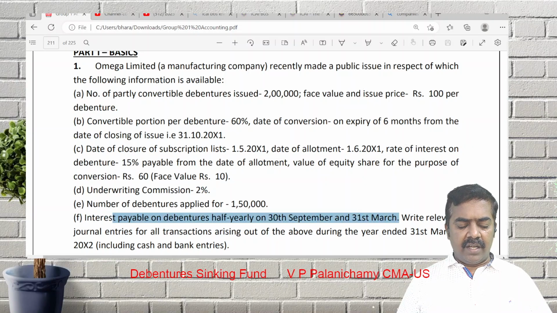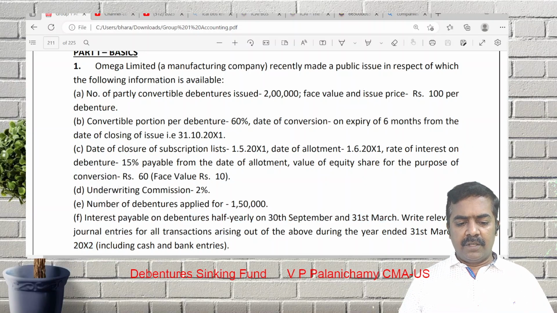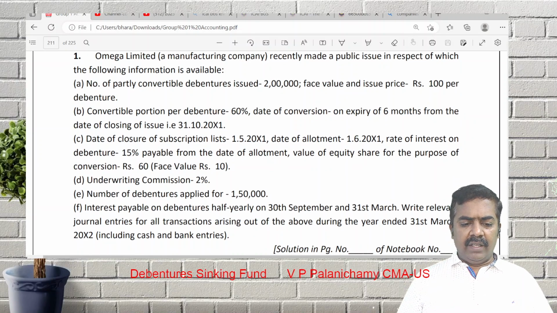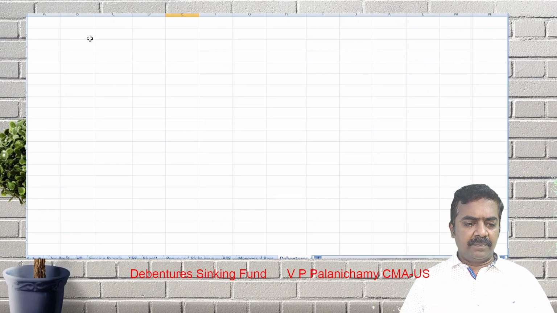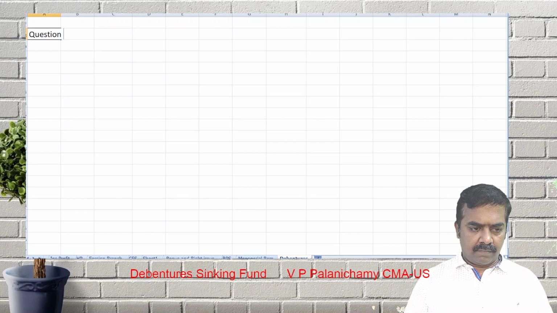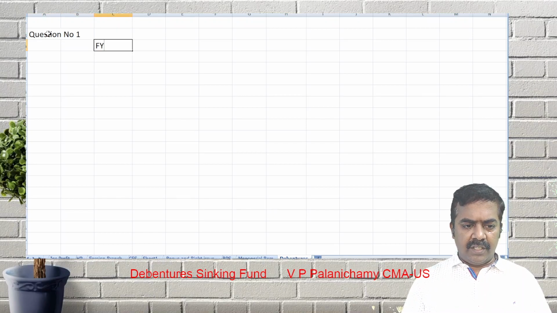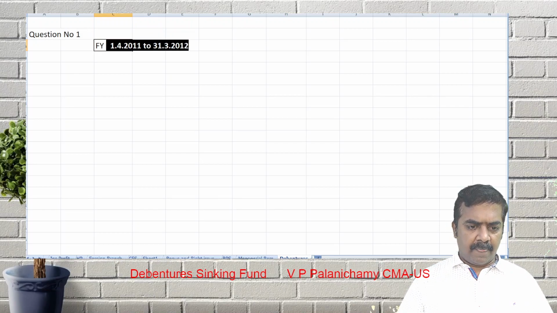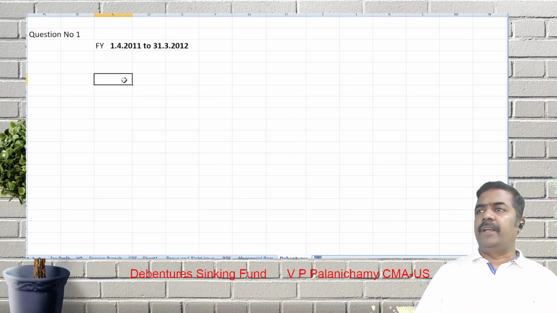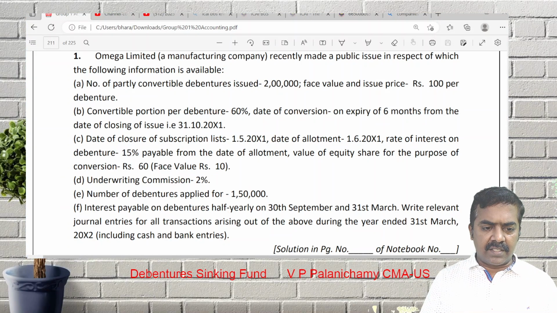Write relevant journal entries for the year ending 31st March 2012, it is given. Wait. Now, which financial year are we in as per the problem? As per the question, the financial year is from 1st April 2011 to 31st March 2012. This is the question period. Within this period, whatever transaction is happening, we have to record. First, let us list the transactions.